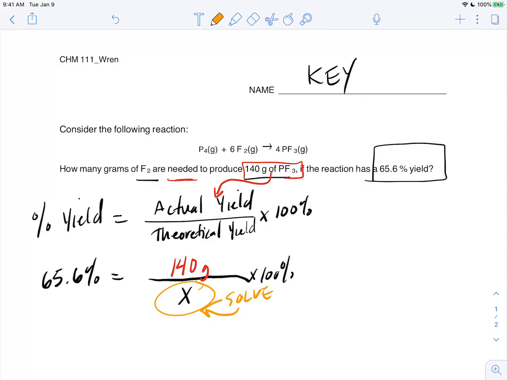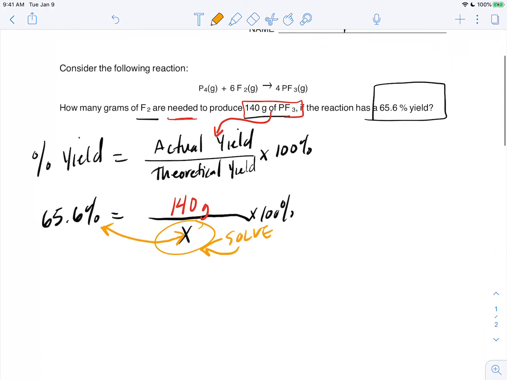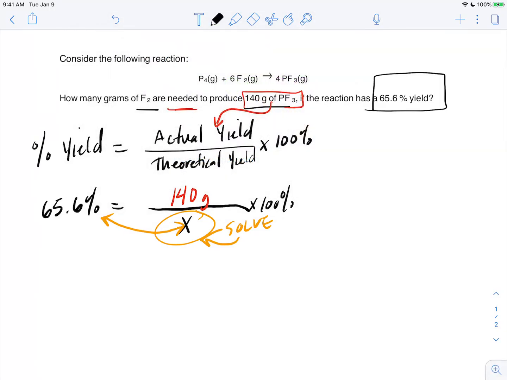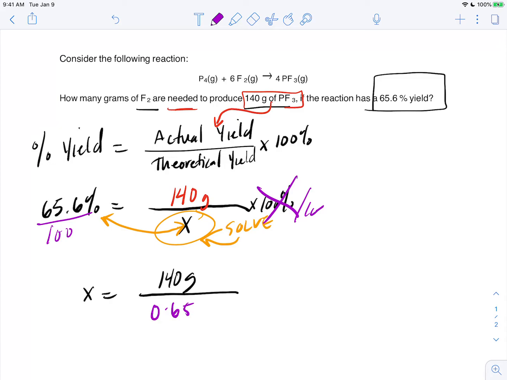And so the simplest way to do this is to multiply by x and divide by the 65.6, or these are just going to swap places. It saves a couple steps. So we could have x is equal to 140 grams divided by, now this is a percent, so the other thing I'll do is divide by 100 for both of these. If I divide this by 100, it goes away. Divide by 100 here, this becomes 0.656.